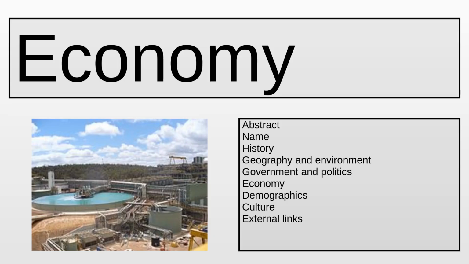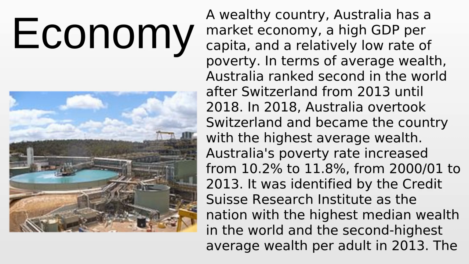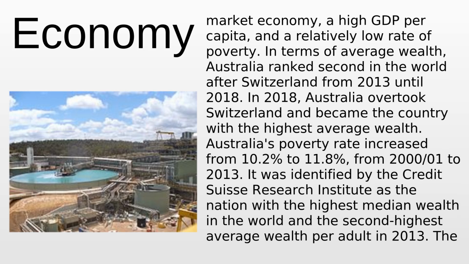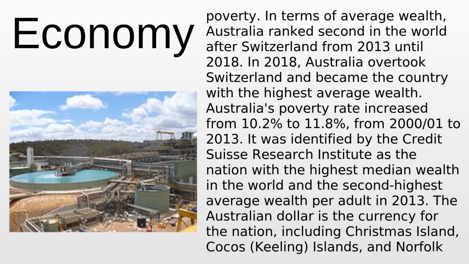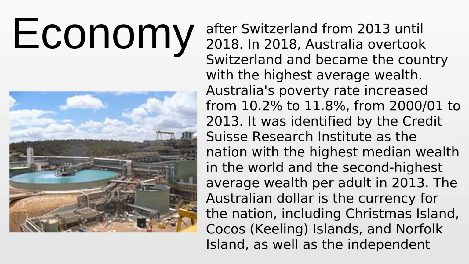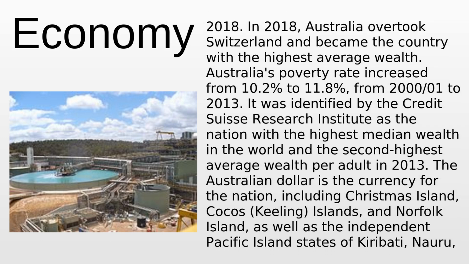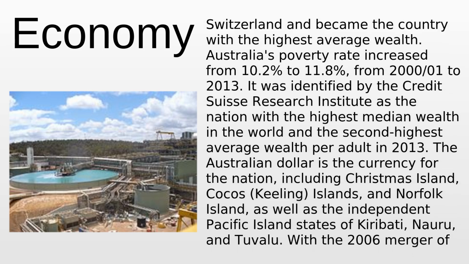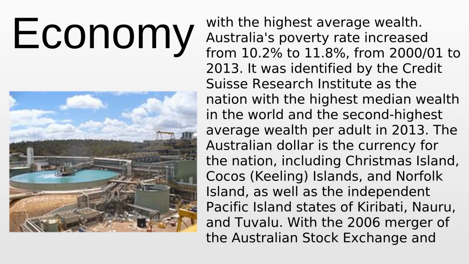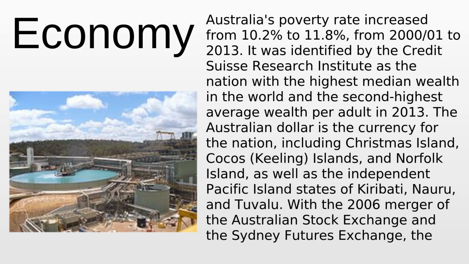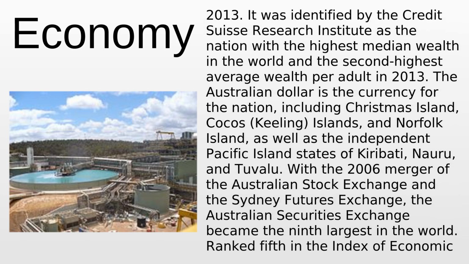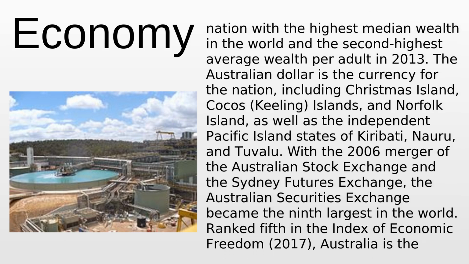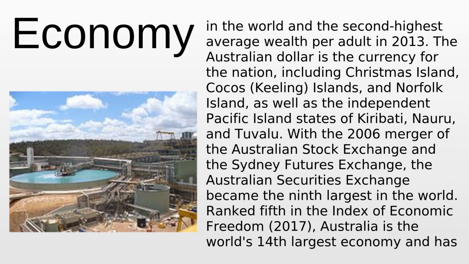Economy. A wealthy country, Australia has a market economy, a high GDP per capita, and a relatively low rate of poverty. In terms of average wealth, Australia ranked second in the world after Switzerland from 2013 until 2018. In 2018, Australia overtook Switzerland and became the country with the highest average wealth. Australia's poverty rate increased from 10.2% to 11.8%. From 2001 to 2013, it was identified by the Credit Suisse Research Institute as the nation with the highest median wealth in the world and the second highest average wealth per adult in 2013.